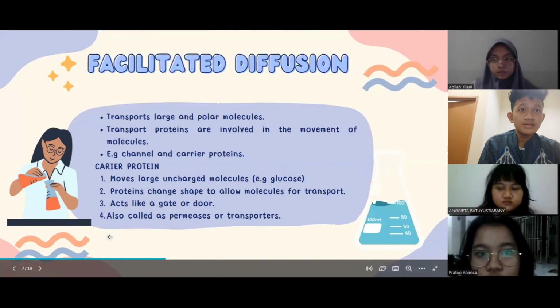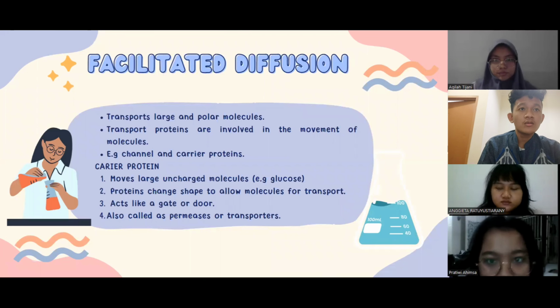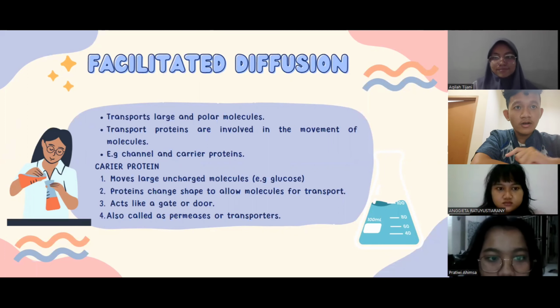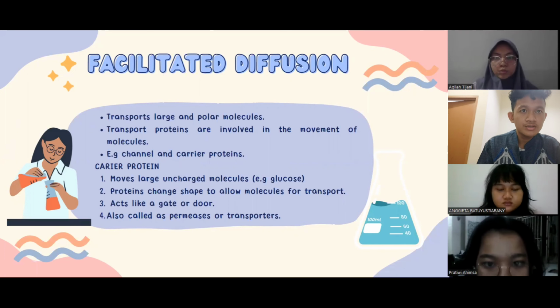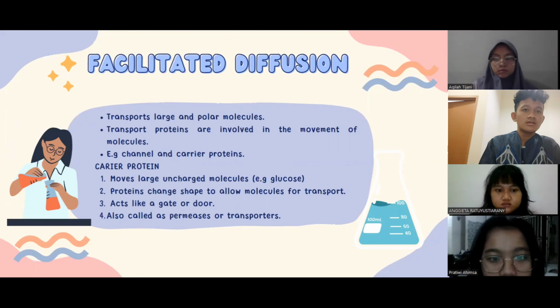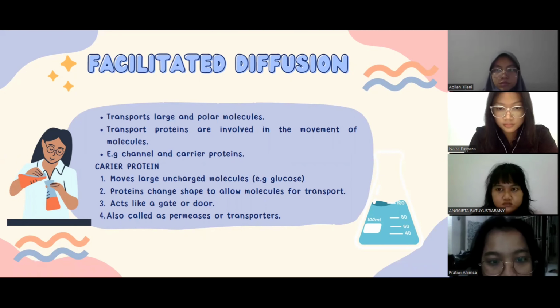Facilitated diffusion transports large and polar molecules. Transport proteins are involved in the movement of molecules, for example channel and carrier proteins. Carrier proteins, first, move large uncharged molecules, for example glucose. Second, the protein changes shape to allow molecules to be transported. Third, it acts like a gate or door. And the fourth, it is also called a permease or transporter.